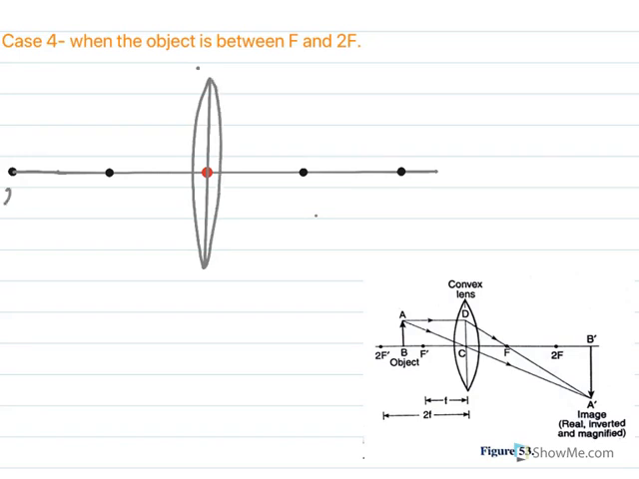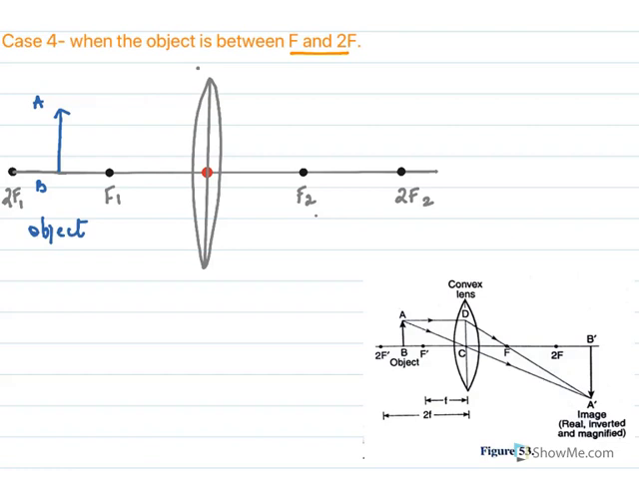You will mark this point as 2f1, f1, f2, 2f2. Now we are going to keep our object between f and 2f. So f and 2f here, we're going to keep it in between. This is the object, say AB, and we'll see where the image is formed.